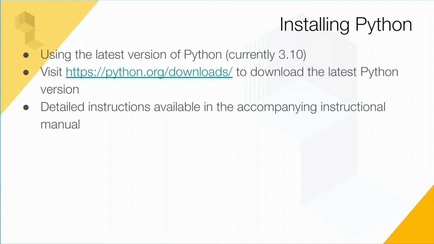All of the content for this course will work with the latest version of Python, which is currently Python 3.10. To obtain the latest version of Python, you have to visit python.org/downloads. macOS and almost all Linux distributions will come with some version of Python pre-installed, so it might be necessary to update to the latest version. To install the latest version for your platform, please follow the instructions in the course manual.